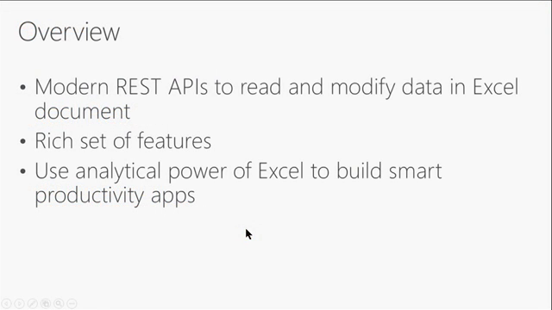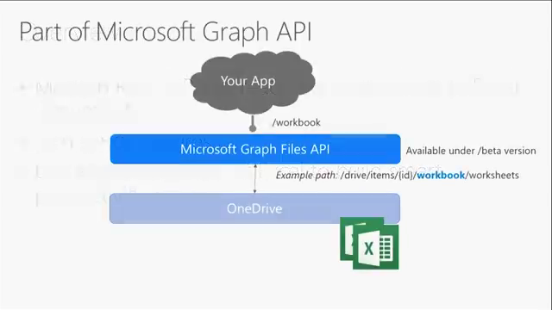We now have modern REST APIs to read and modify data in Excel document. It offers a rich set of APIs and enables you to use the analytical power of Excel to build smart productivity applications. For instance, you can create visually appealing charts and tables all from within your apps using these APIs. Now, how do we access these APIs?